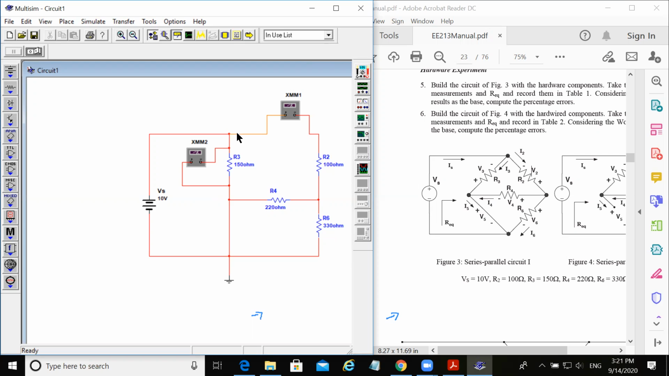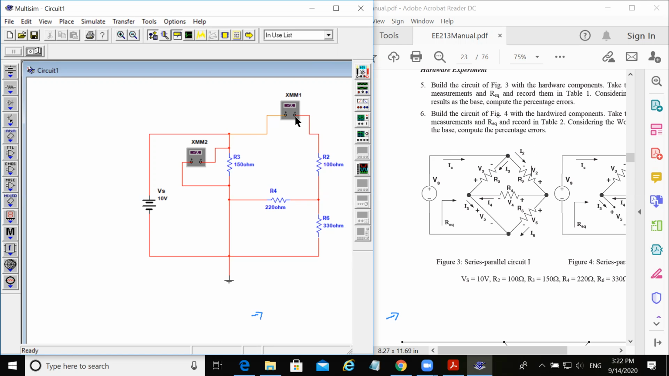I have already connected the multimeters in order to find two quantities. I will pause here for some time for you to think about what quantity this multimeter will measure. I'm talking about this multimeter, XMM1. What is the quantity this multimeter is measuring? I hope you have realized by now that since this multimeter is connected in series with R2, I'm interested in measuring the current flowing through this branch, in other words, the current flowing through R2, which is labeled as I2.